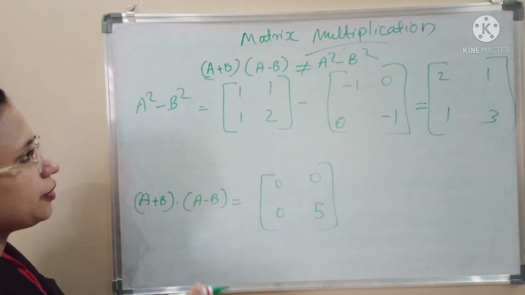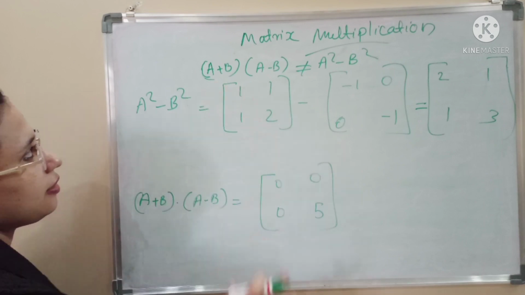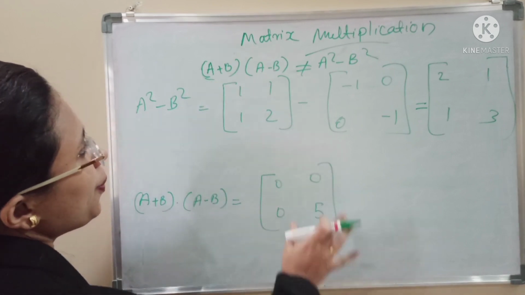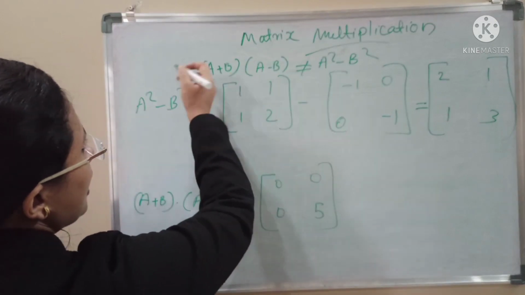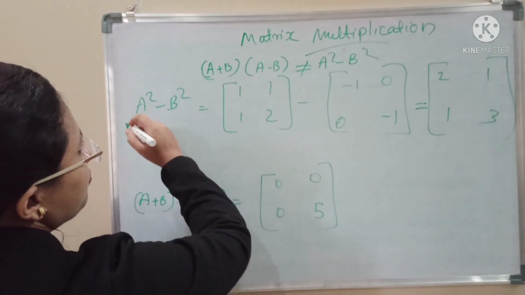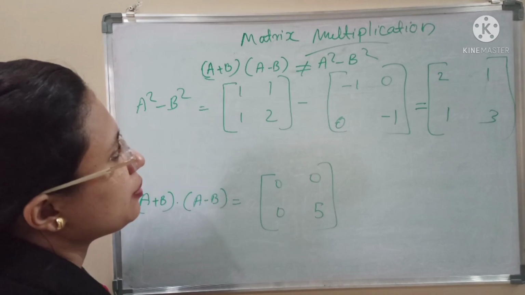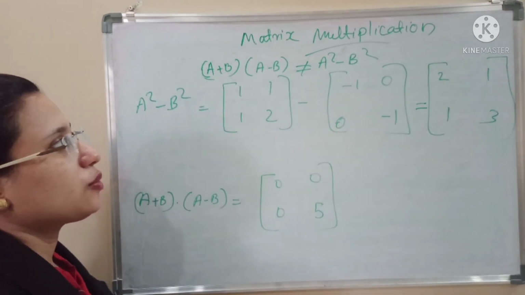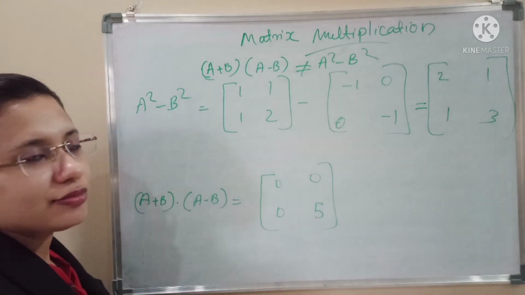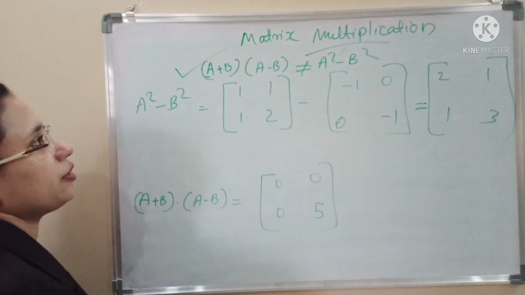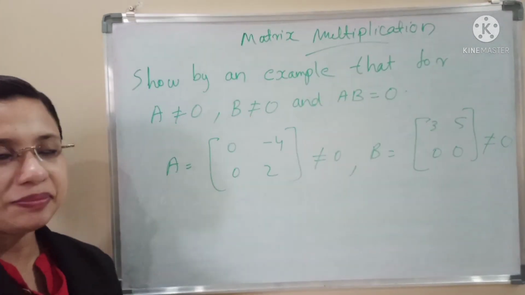So just see, we are comparing both LHS and RHS. So from the answer itself we can say that (A plus B) into (A minus B) is not equal to A square minus B square. Both are different. Okay, so hence proved. Let's see another problem.